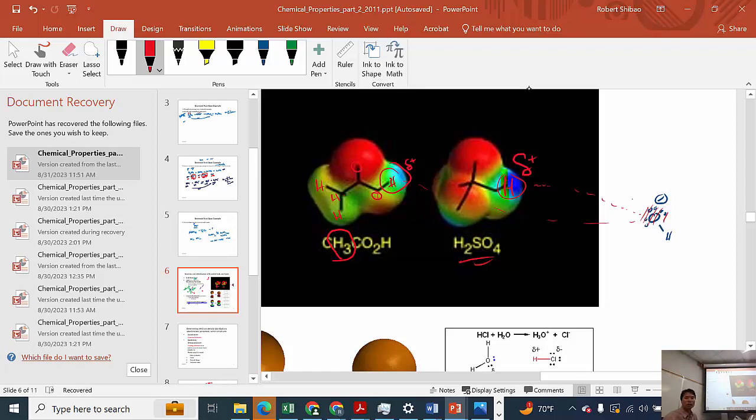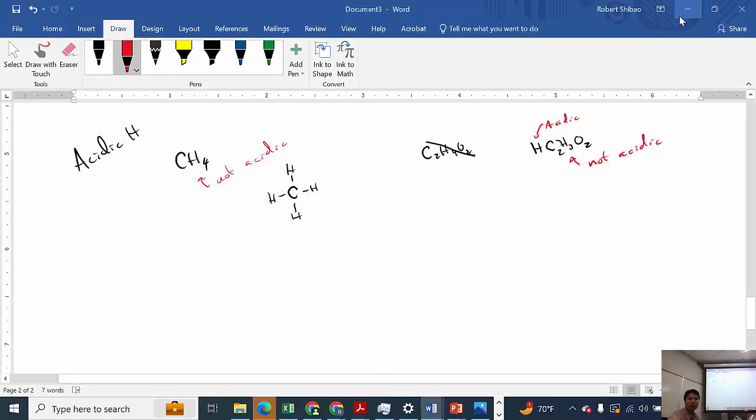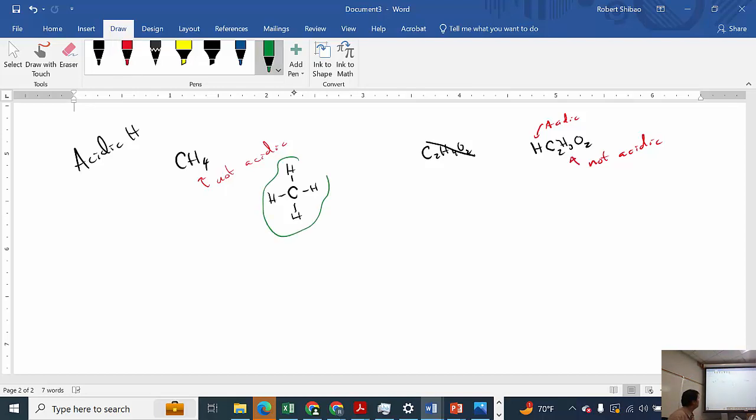How about methane? What color would you give these hydrogens here? Red, blue, or green? Green. These would all be green. And this would be blue on this side. So if you're a base, you're going to attack that blue hydrogen here, not the greens.